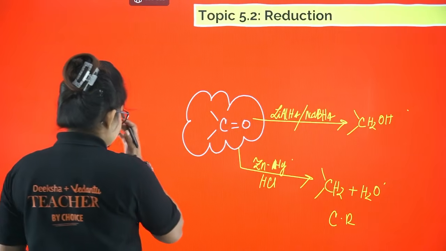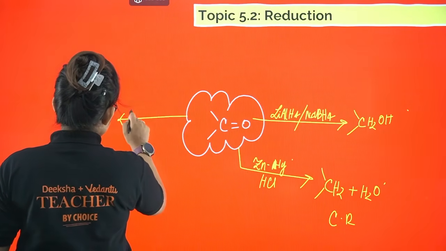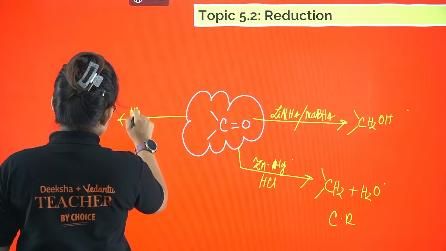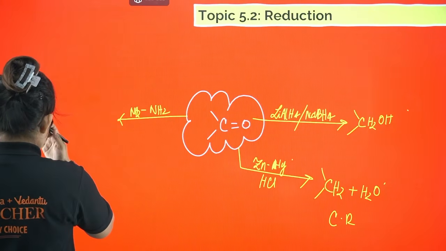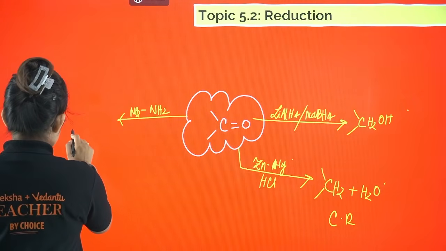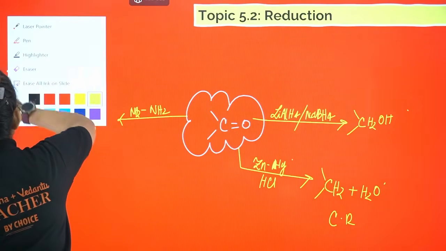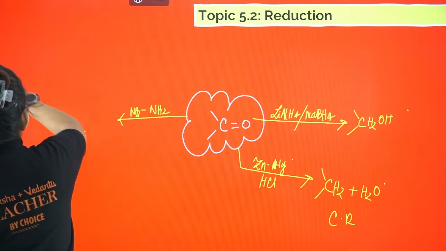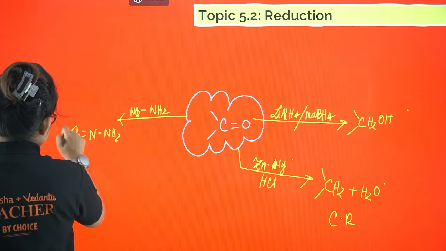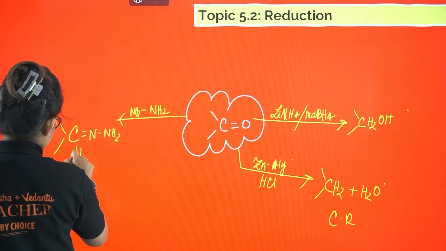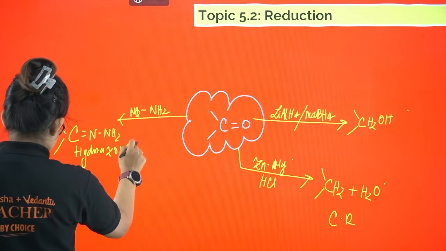Okay, one more thing, that is the Wolff-Kishner reaction, that I can proceed with hydrazine, right? I can treat this with NH2NH2. So this will give you the hydrazone at first, that is C double bond N NH2. Okay, this is your hydrazone, right? Just now we studied, this is your hydrazone.